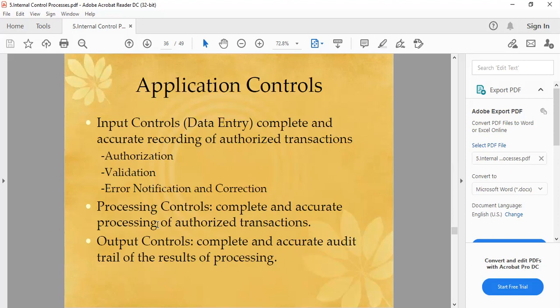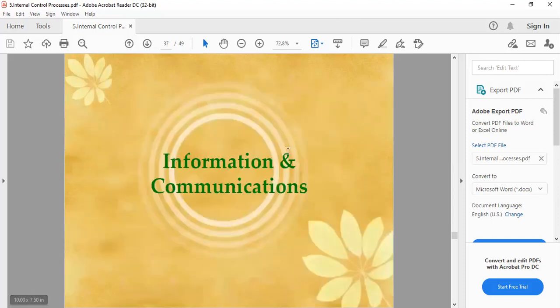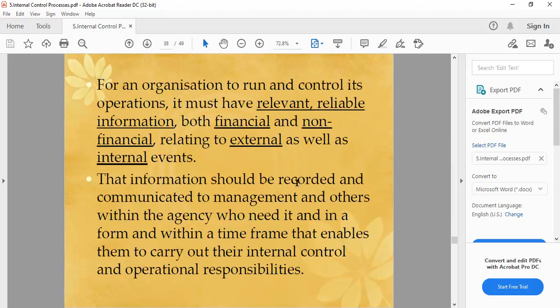So our inputs, for example, are these. So these would be the expected outputs. And then we'd be able also to go over the processes in getting these outputs. Then another interrelated component, the fourth one, is information and communications.